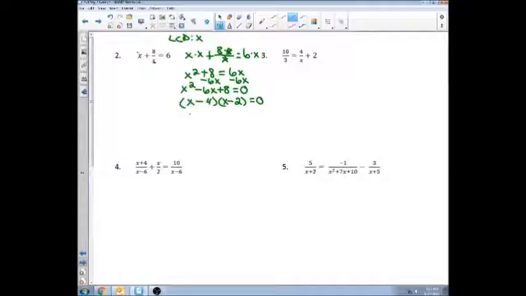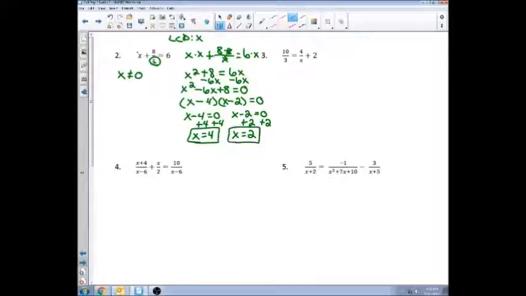Now that it's fully factored, set them equal to 0. So x minus 4, add 4, x equals 4. X minus 2 would be equal to 0, so add 2. X would equal 2. Before I box my answers, I need to double check my restrictions. I only have one denominator, which is x, so x cannot equal 0. 4 is not 0, so it's good. And 2 is not 0, so it is also good.